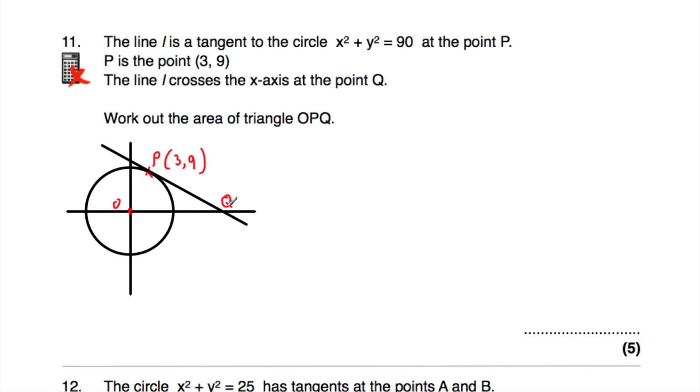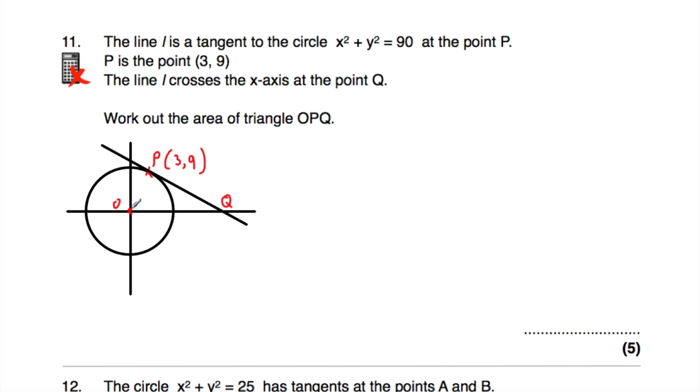So if we want to find the area of that triangle, it would be great to know what the coordinates of the point Q are, because we know what O is, (0, 0). We know what P is, (3, 9). And if we could work out the coordinates of the point Q, we could find the area of triangle OPQ. So let's do that. Now to find the coordinates of the point Q, we've done similar questions earlier on in this booklet where we've actually found where the tangent crosses the x-axis. So we need to find the equation of the line L and find where it crosses the x-axis by letting y equal 0.